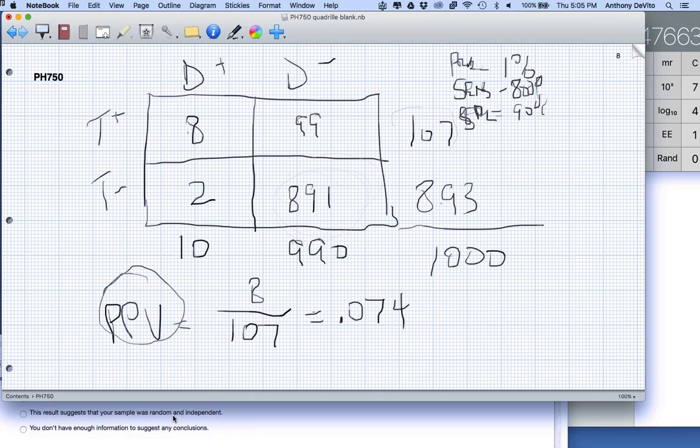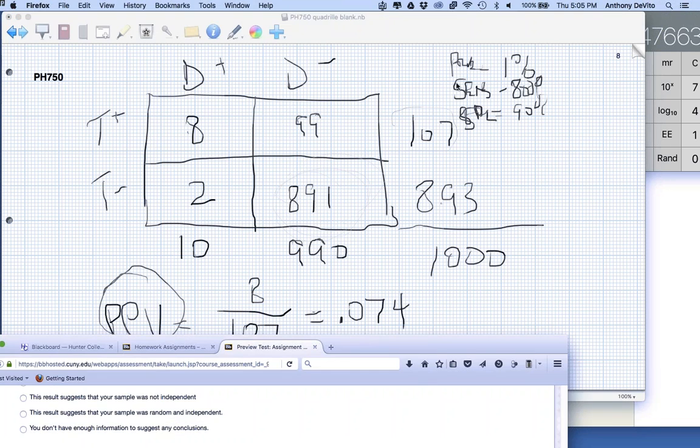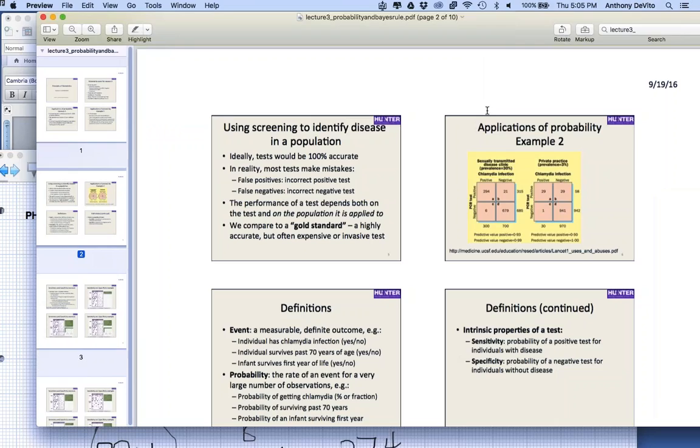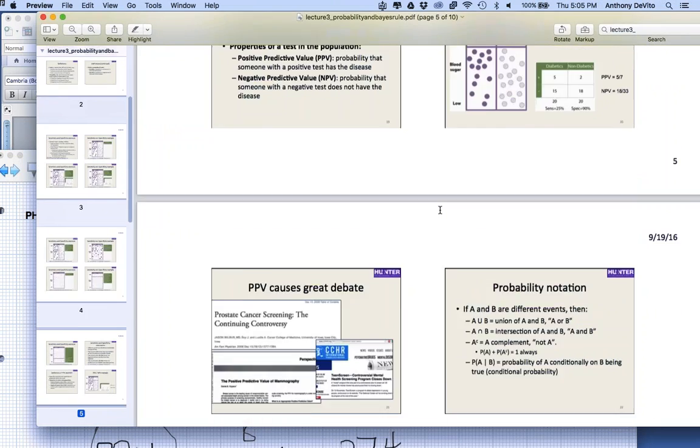I think there's a table in the homework. It might just be in the presentation. I'll go in here. I know we got one in here, I think.